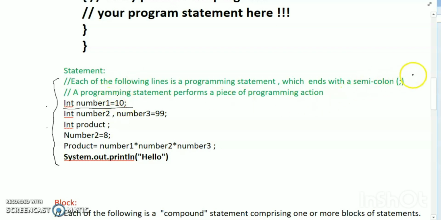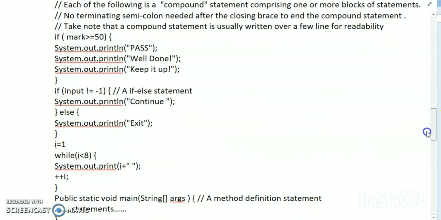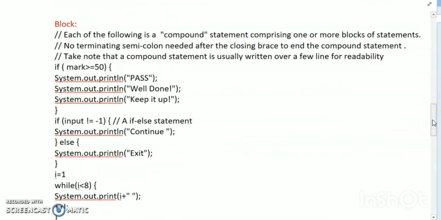This is the example. Another is block. A block is a group of programming statements surrounded by a pair of curly braces. Okay, a pair of curly braces means, in here you see, that block. This is a block. A pair of curly braces is the block. You can write this way.